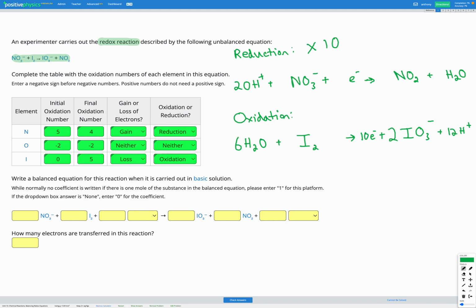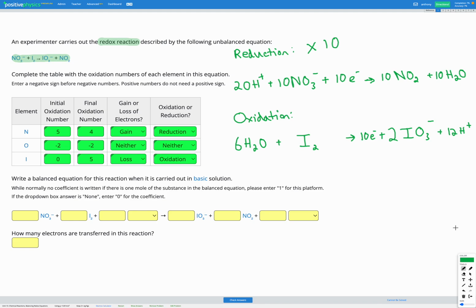Then I've got 10 NO3 minus and 10 e minus. And on the right, I've got 10 NO2 and 10 H2O. Now I've got 10 e minus on the left on my reduction equation and 10 e minus on the right on my oxidation equation. So that shows that our electrons are going to be balanced when we now add these equations together.